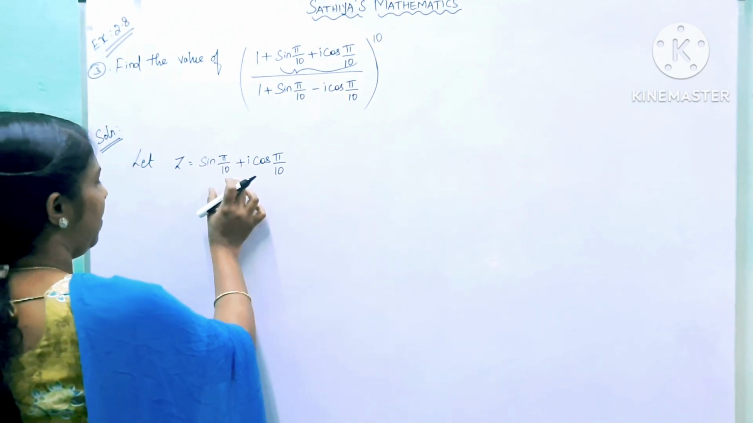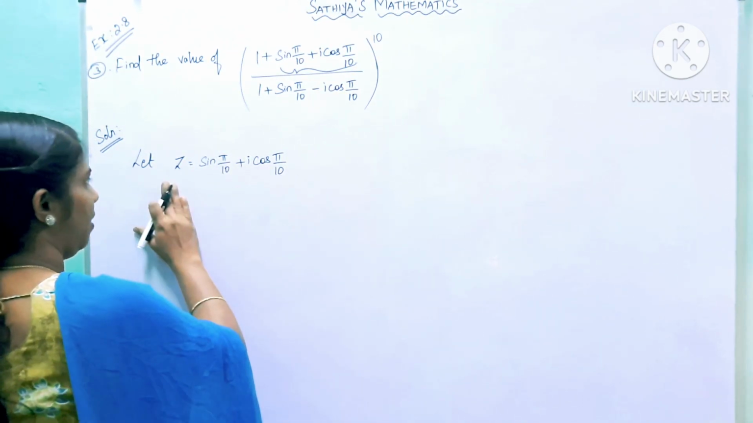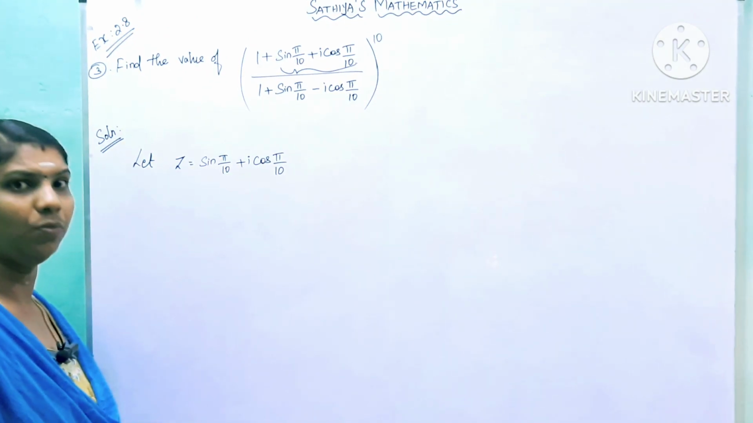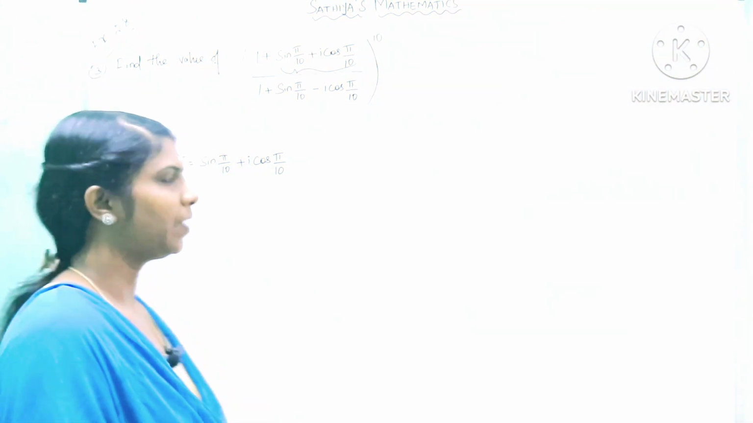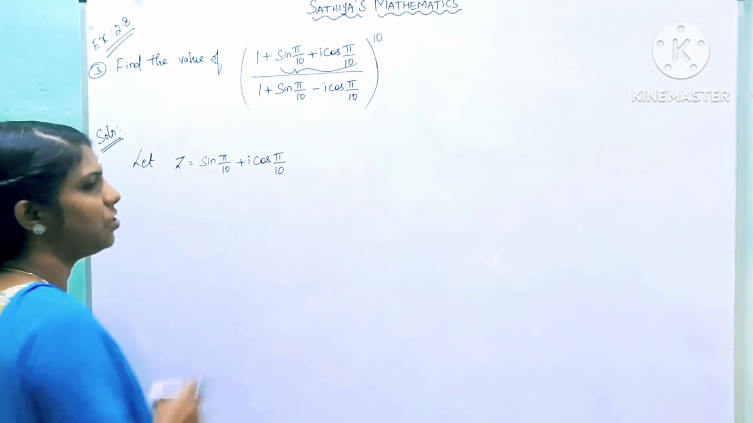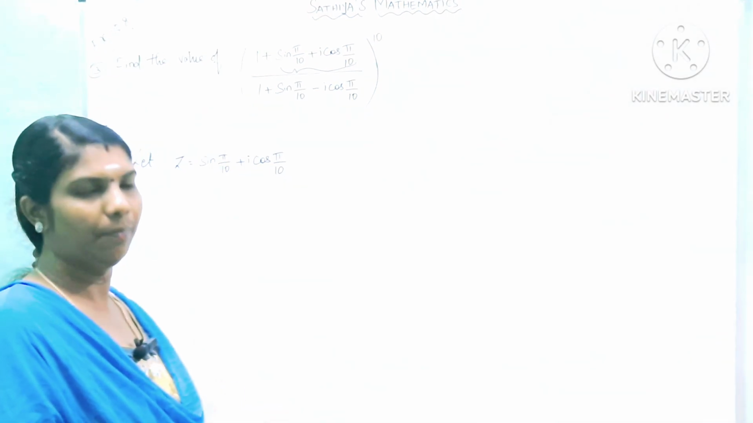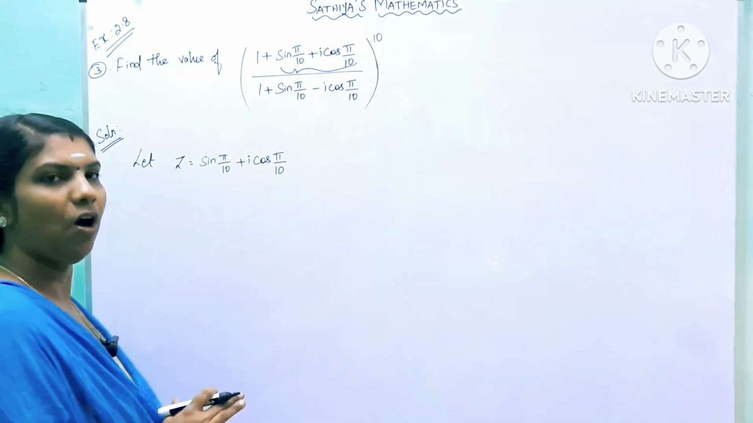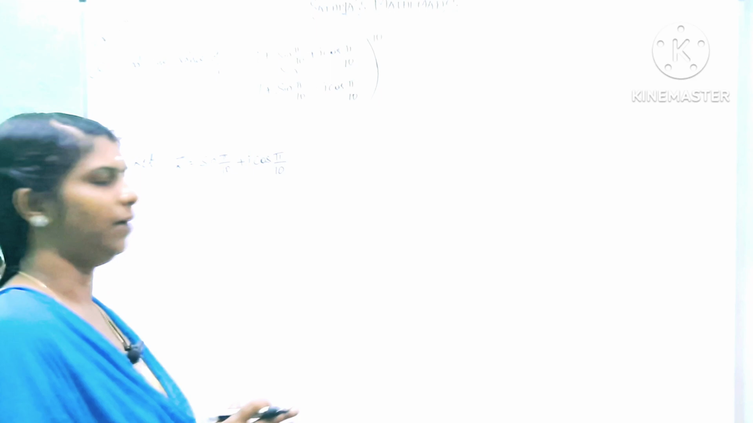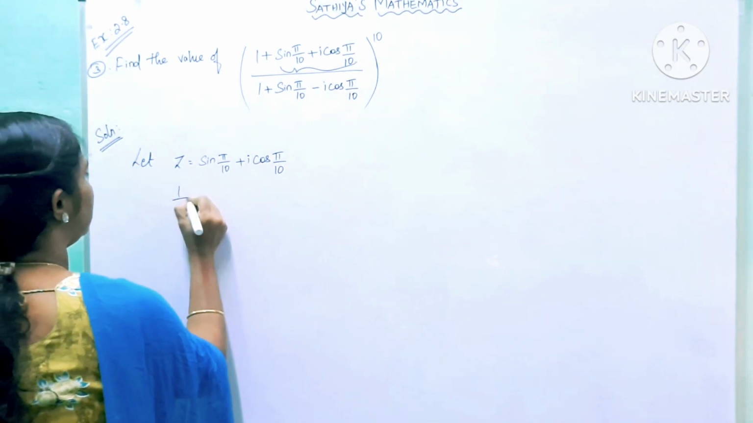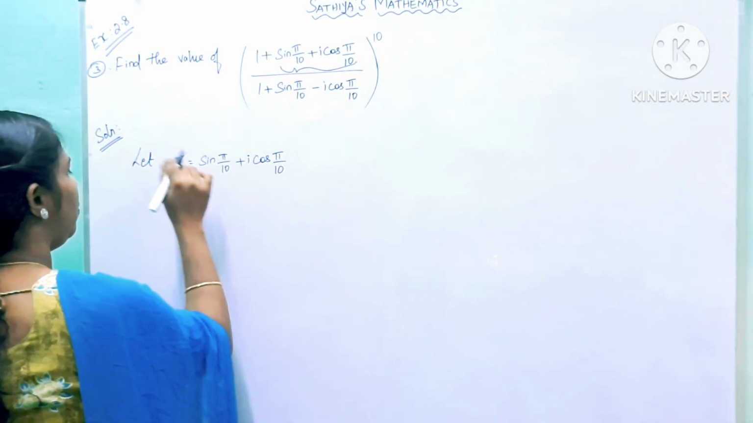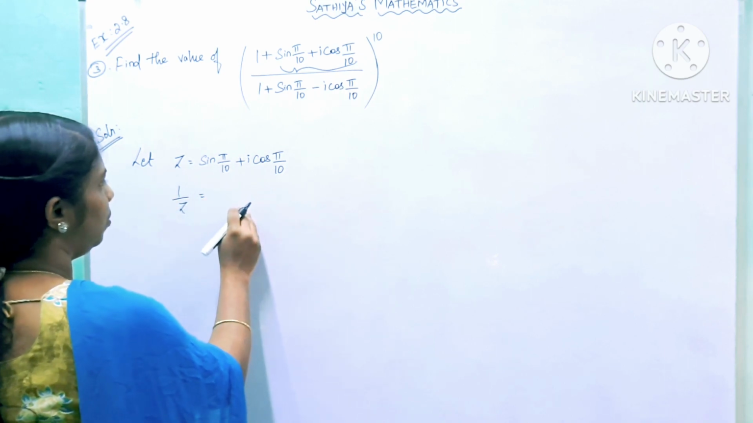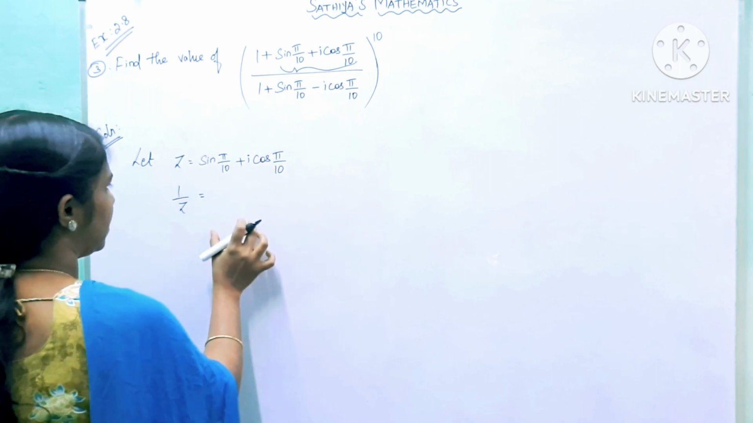If sin pi by 10 plus i cos pi by 10 is z, then what will sin pi by 10 minus i cos pi by 10 be? That is nothing but 1 by z. Why? Because when sin and cos come, when we take the modulus of this complex number, the value will be 1. Whenever the modulus of a complex number is 1, its reciprocal, that is the reciprocal of z, 1 by z, is equal to the conjugate of this complex number.